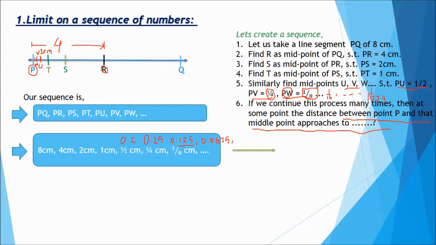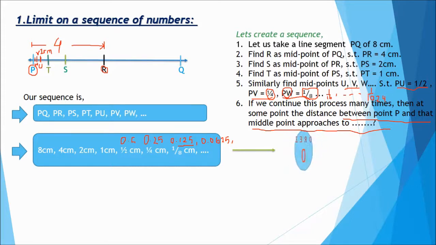Now at some point the distance between the point P and the middle point approaches some value. You can easily guess that value will be 0, isn't it? The distance between point P and the midpoint approaches... we can't say that it will be 0. It approaches 0. At some point it approaches 0, and the value is approaching towards 0, isn't it? The distance between point P and the middle point is approaching towards 0.